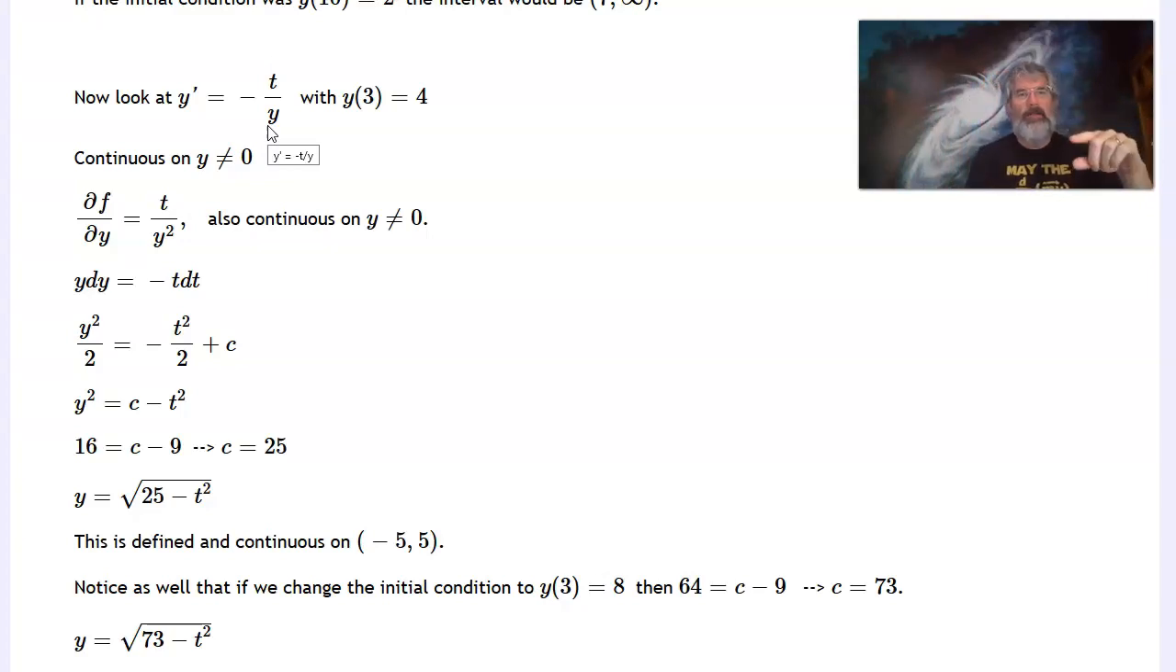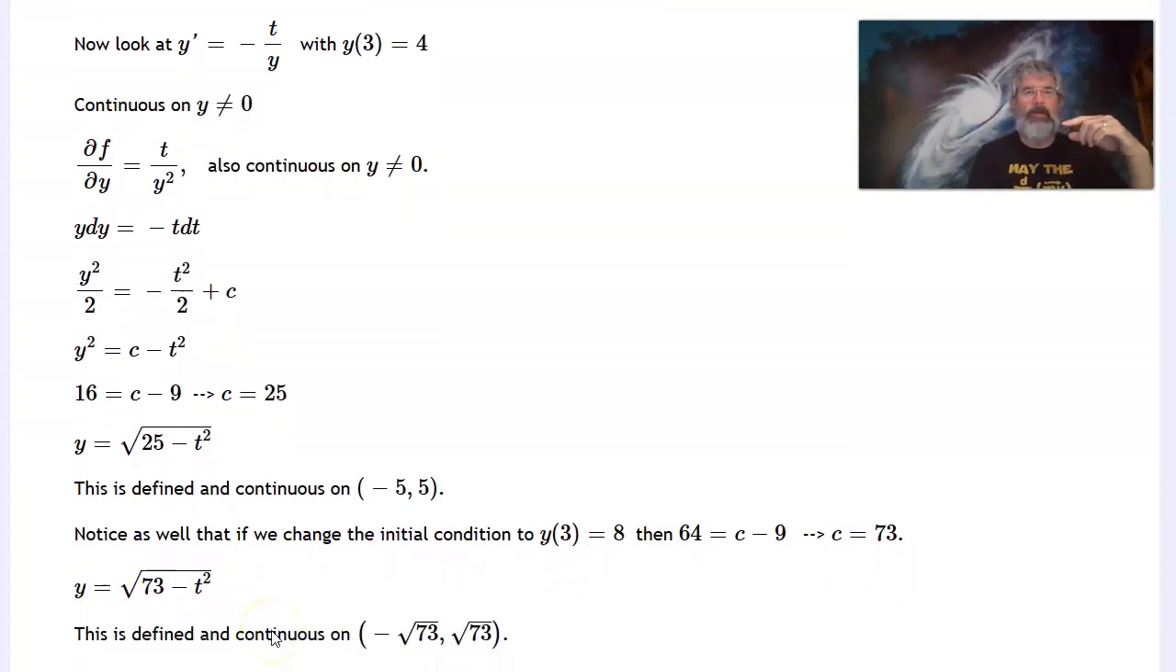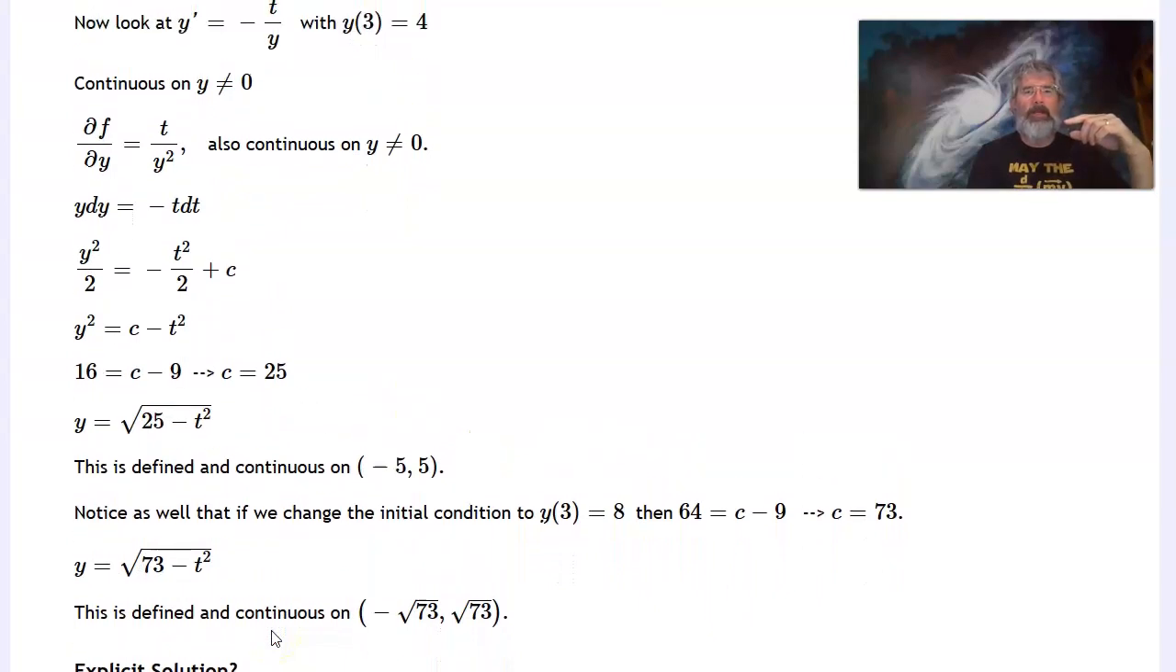Okay. Likewise, or sorry, more so even, if I changed my initial condition, keep the t value the same, so it's still 3, but say 8 instead of 4. Well, then c would be 73, and my function would look like y equals the square root of 73 minus t squared. And now this is defined from minus the square root of 73 to plus the square root of 73, which is a different interval than what I had before. So same t0, same initial t value, but I changed the y value of my initial condition, and it changed the interval on which my solution was continuous.